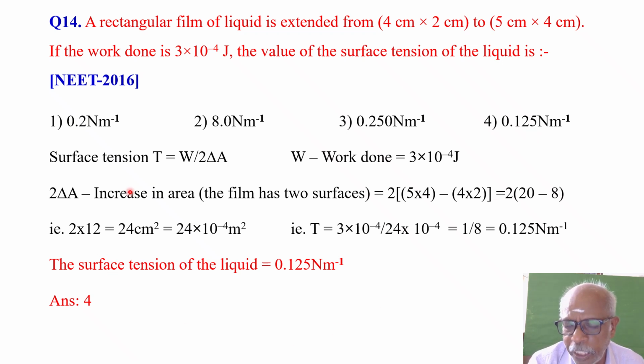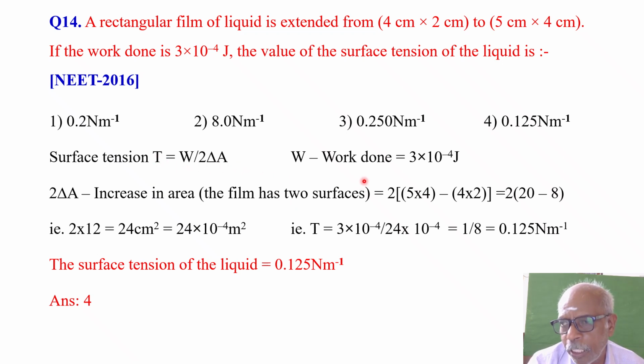We know that surface tension T is equal to W divided by 2 into delta A. In the case of drops, it will be W by delta A. In the case of films, it will be W by 2 into delta A. Why is it 2 into delta A in the case of films, sir? The film has 2 surfaces, whereas the drop has only a single surface, the upper surface and the lower surface.